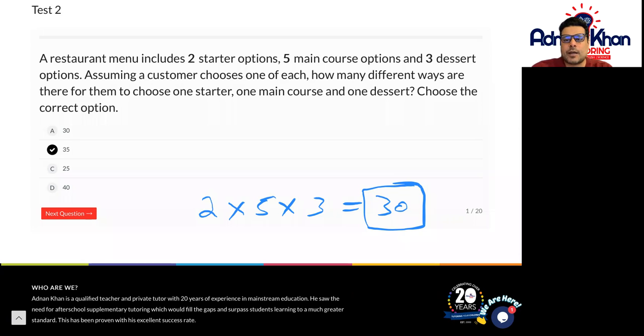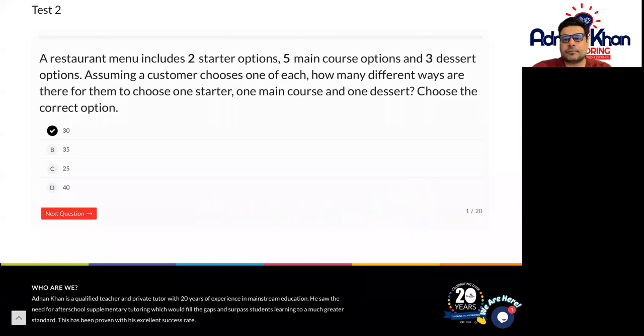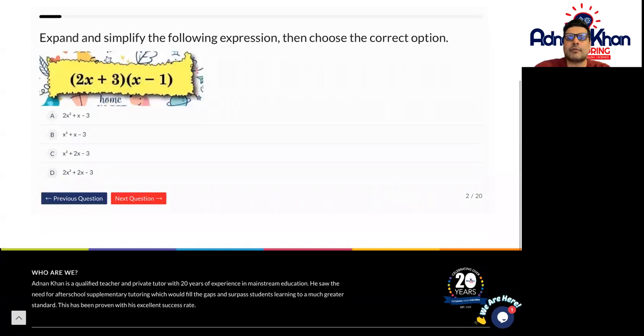Okay, let's just quickly show you the next question as well. So expand and simplify the following expression, then choose the correct option. So if you're expanding these numbers, you're just multiplying them across from one bracket to another. So let's start from here.